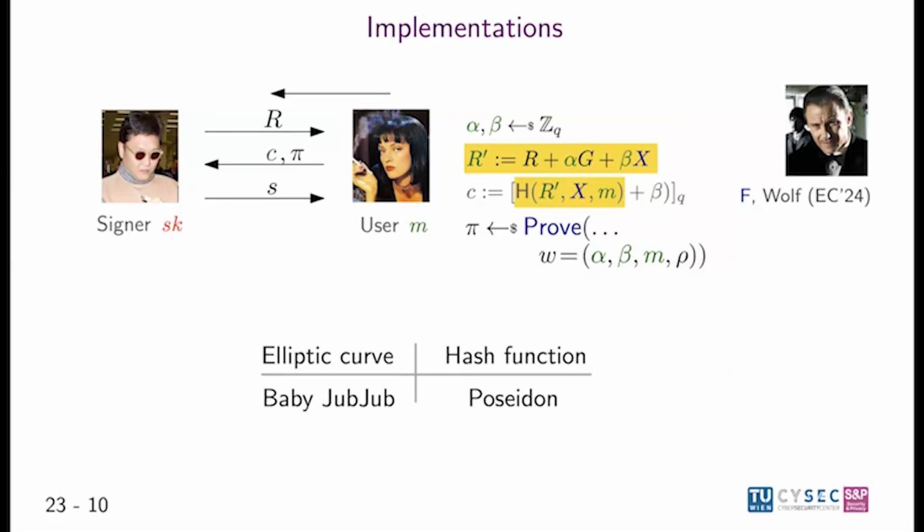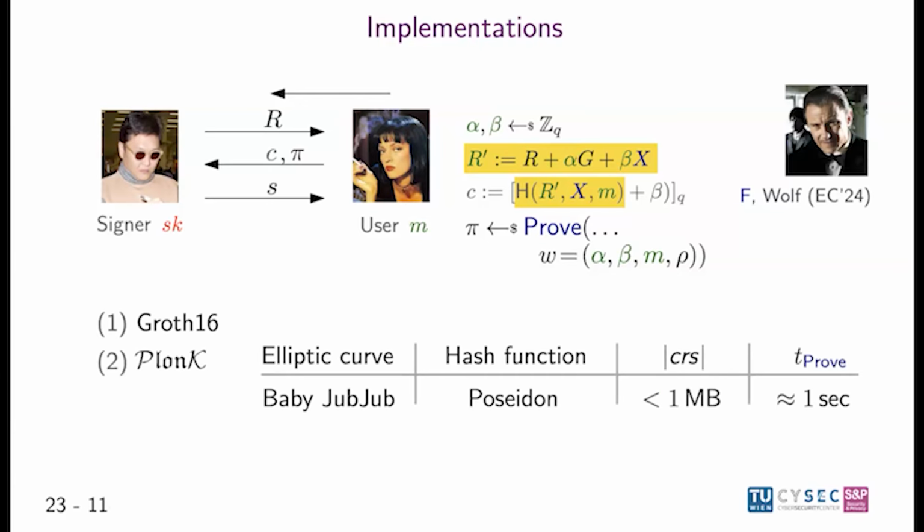arithmetic circuit representation, then you get numbers like this. The CRS is less than a megabyte, and you run for a second to generate the proof. That's very nice, but it's cheating, right? Because we said we want a blind signing scheme for something that's already used in practice.